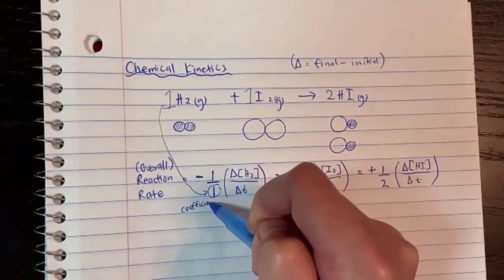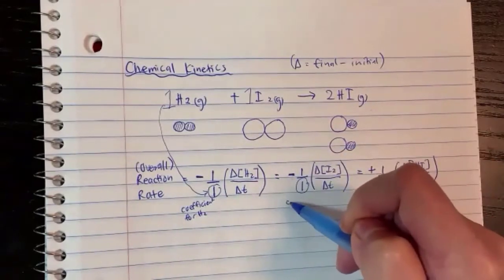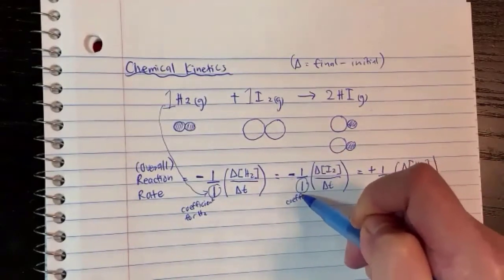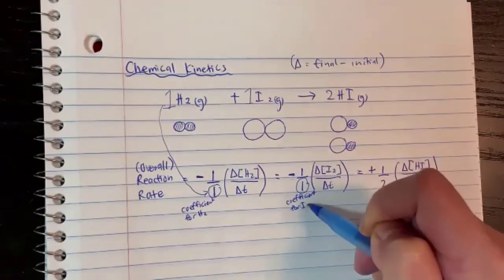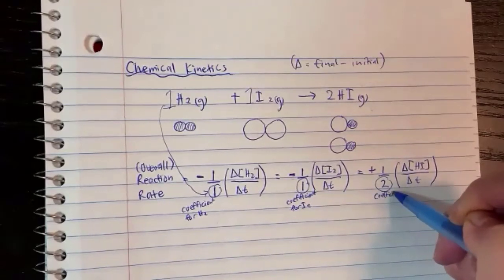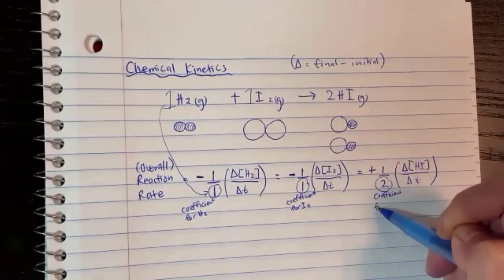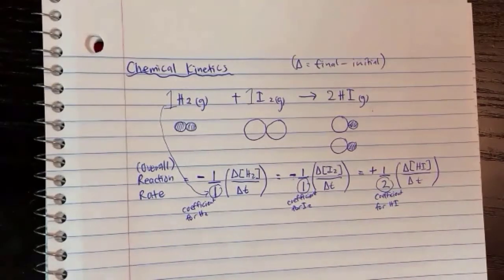Coefficient for H2. This one is the coefficient for I2. This one is the coefficient for HI. Okay? Now, notice there's another term in that bracket here.